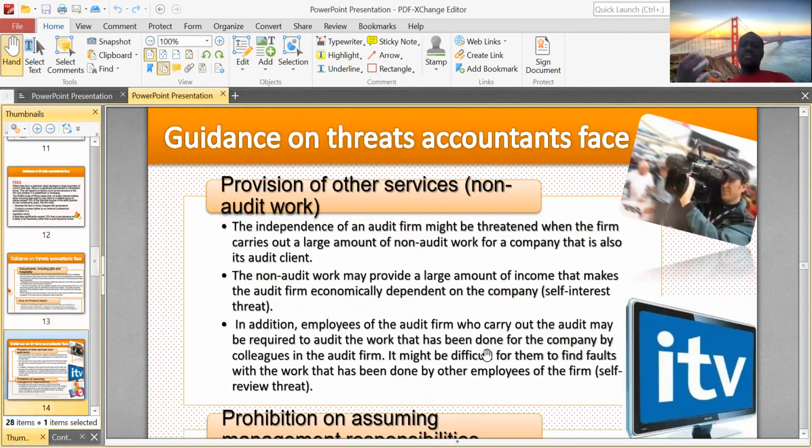Then let's look at other threats. Provision of other services, which is non-audit work. The independence of an audit firm might be threatened when the firm carries out a large amount of non-audit work for a company that is also its audit client.